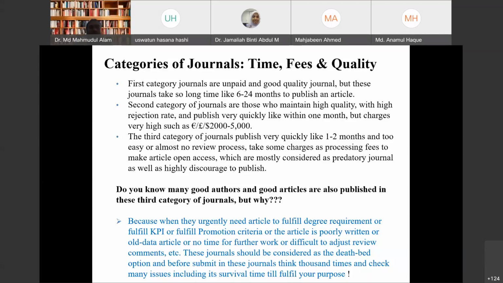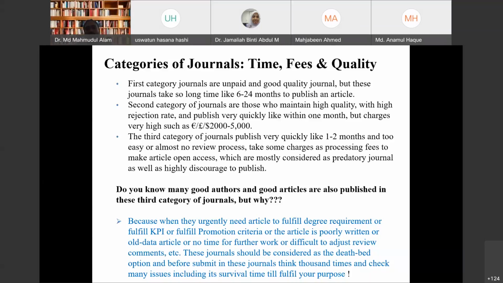Then there is no time for further work on it or to improve it, or it is difficult to address the reviewer comments. My article is very fine, everything is ready, but there is a problem. In my measurement model, I took a wrong variable. Now if I want to change it, I need to change the whole article. So rather than that, I publish it. So what to do? Predatory journal. So these are the many reasons people actually go to predatory journals.